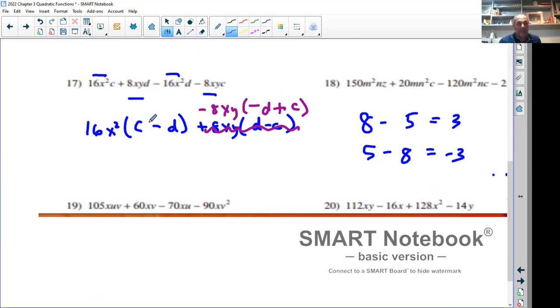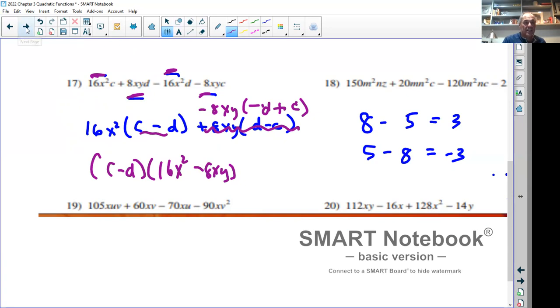So two wild things happen here. For the first time, we couldn't group the first two. I had to group 1, 3, and 2, 4. And then factoring out an 8xy didn't work for us. We had to change to negative. Now that I got that, C minus D, 16x squared minus 8xy, because again, C minus D and D minus C. All right, if you have questions on any others about that in class. So let's see what else we got. So that's that topic.